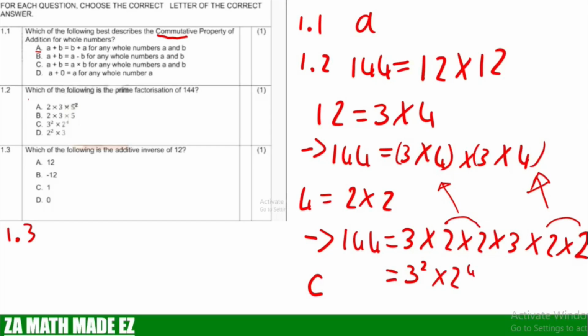Now, 1.3. Which of the following is the additive inverse of 12? And remember, the additive inverse is the number you add to get 0. So it's the opposite sign. I say again, the additive inverse is the number you add to get 0. So it's the opposite sign. What is the opposite of positive 12? The answer is negative 12. So when they ask for additive inverse, just look for the negative.